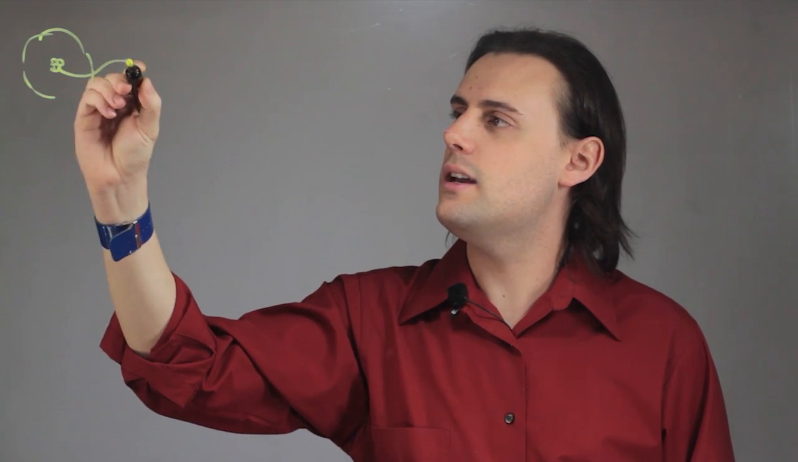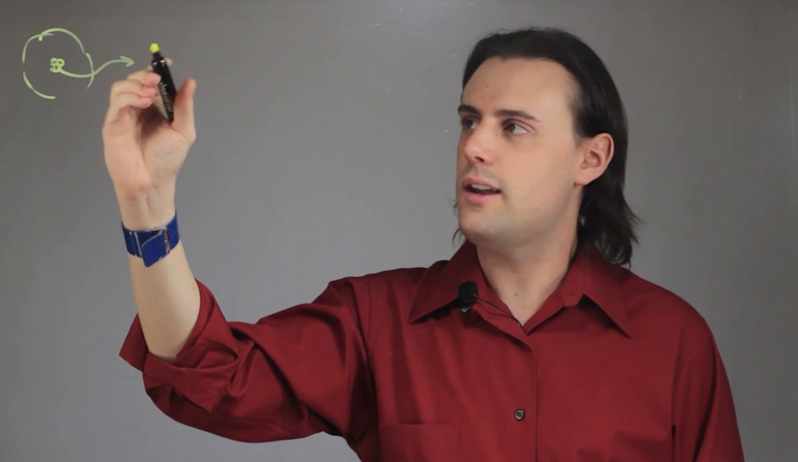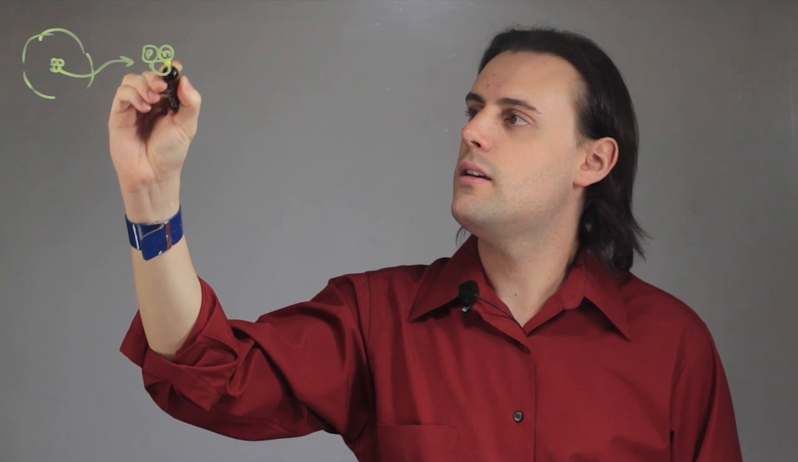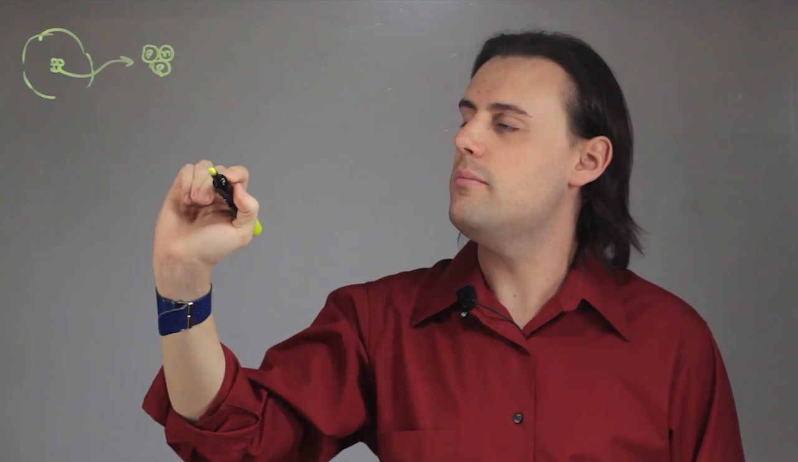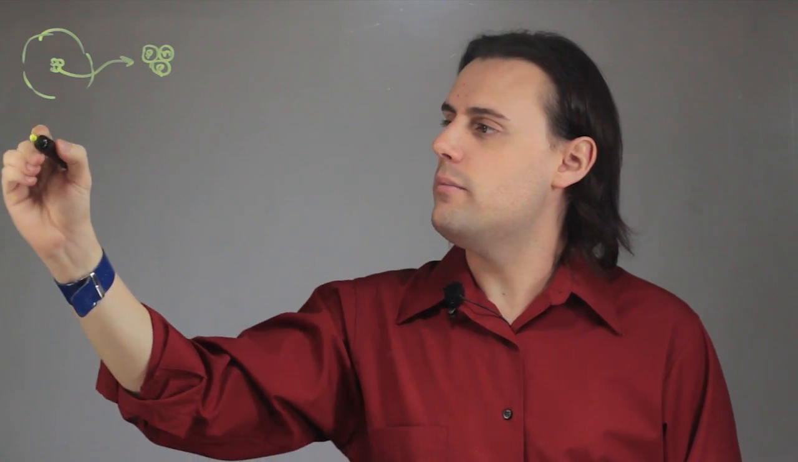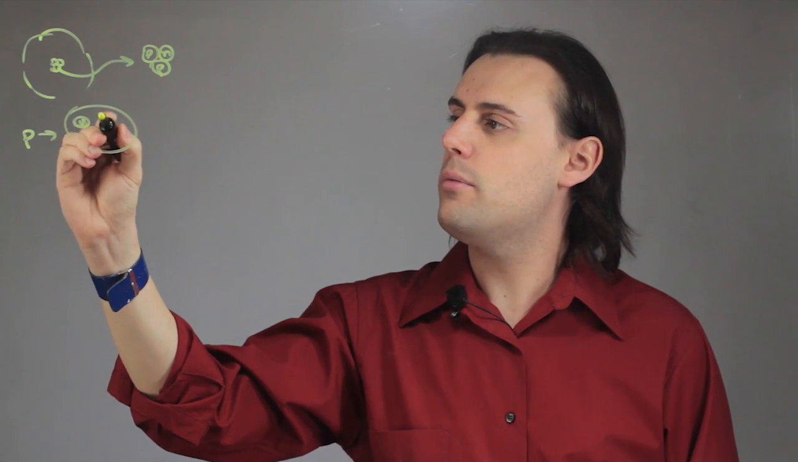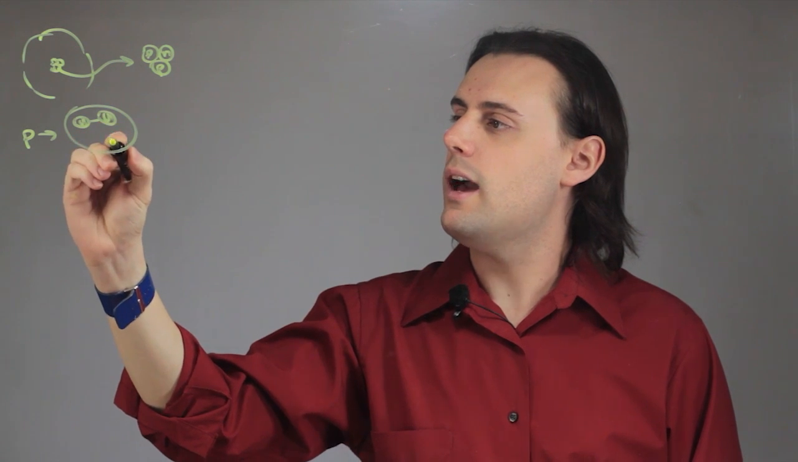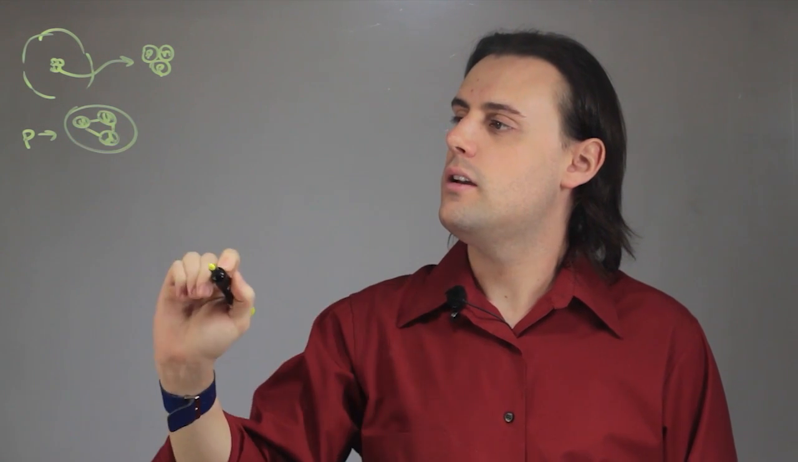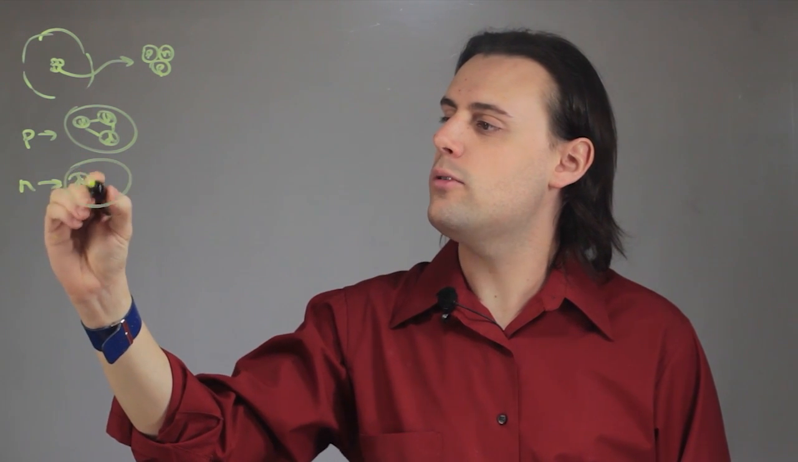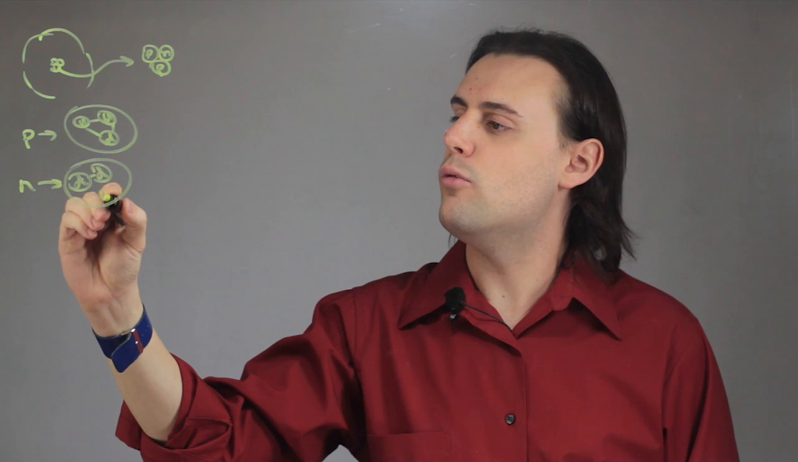And if we consider an atom that has a nucleus, and we examine the nucleus, we'll see that it's made up of protons and neutrons. So I'm just labeling them P and N. And a proton is comprised of two up quarks and one down quark. And a neutron is comprised of two down quarks and one up quark.